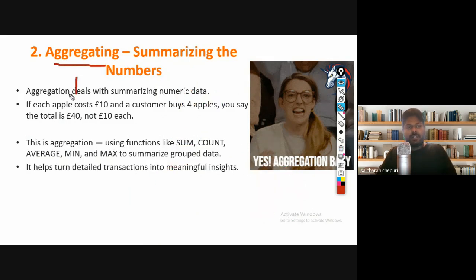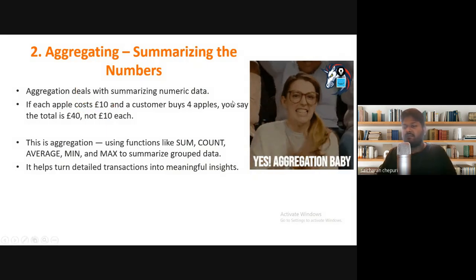Aggregating is nothing but grouping, but you're going to group the numbers here. When we are talking about aggregating, you're going to group the numbers, unlike actual grouping, where you're going to group the dimensions, right? I hope you guys understand aggregating as well. Let's move on to our next concept.